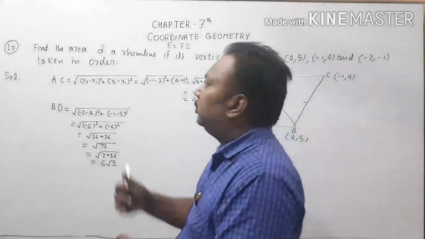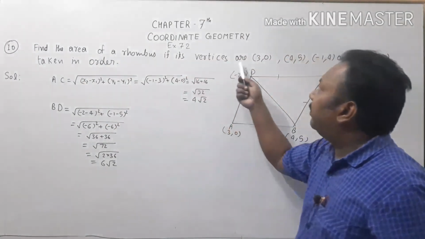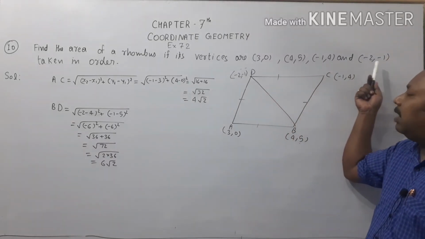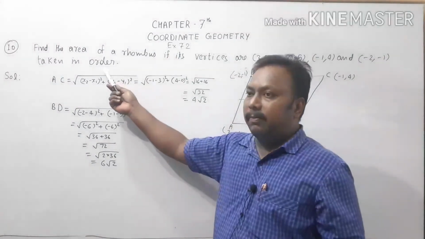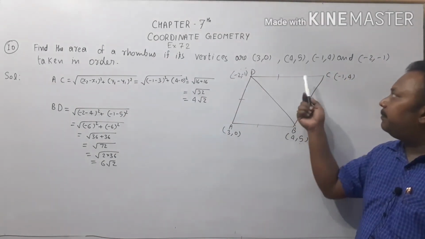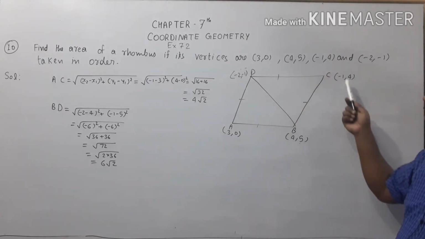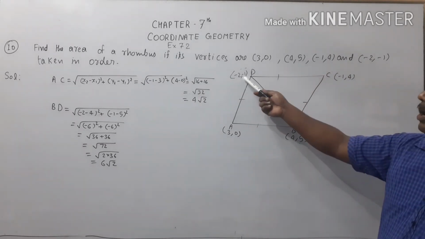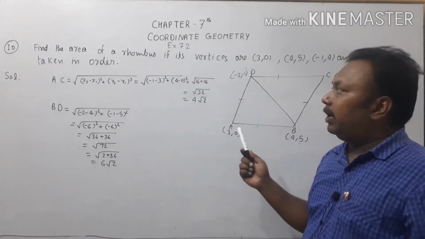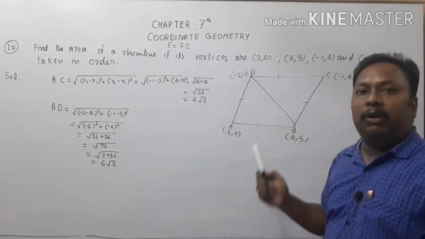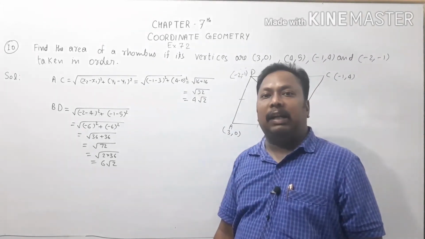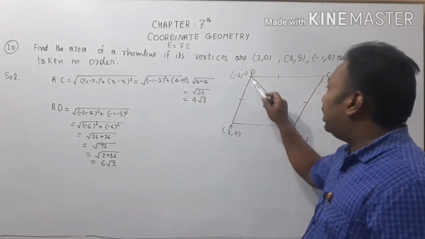In this question, find the area of the rhombus if its vertices are (3, 0), (4, 5), (-1, 4) and (-2, 1) taken in order. A rhombus is given and its vertices are given. First vertex A, then B, then C, and then vertex D. We find out the area of this rhombus. We know that area of rhombus is equal to 1/2 product of diagonals. So we find out the length of the diagonals.